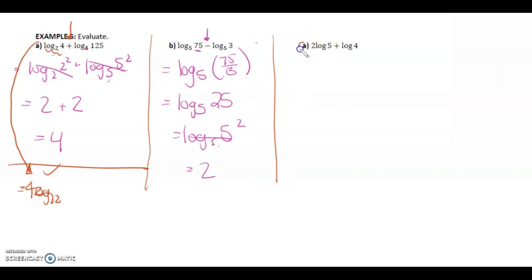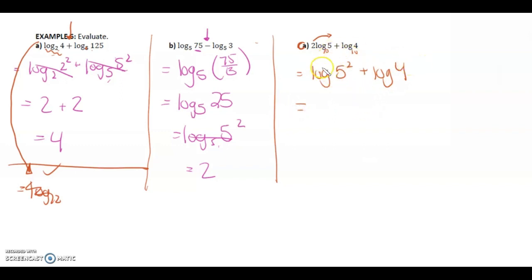All right, this should be C. We have 2 log 5 plus log 4. Both of these have a base of 10, and we're not going to be able to write 5 as a base of 10 or 4 as a base of 10 without it being approximate. And we don't want approximate numbers, not for logarithms. So I'm going to bring this 2 up, and this is going to be rewritten as log 5 squared, plus log 4.